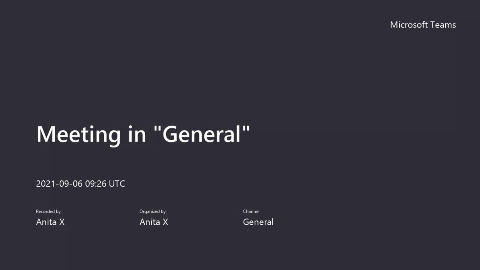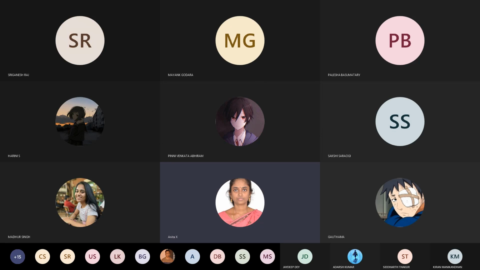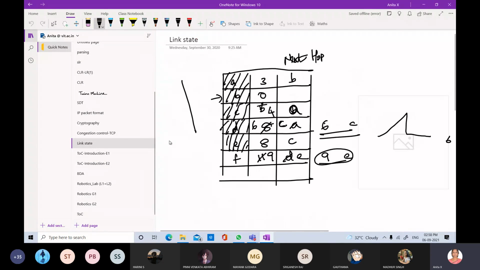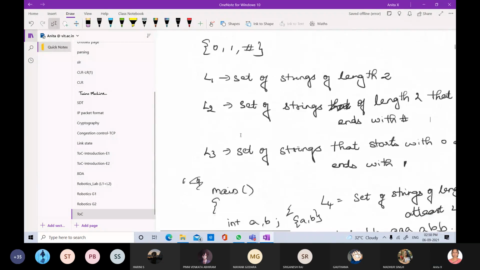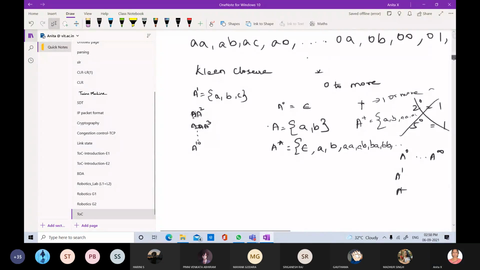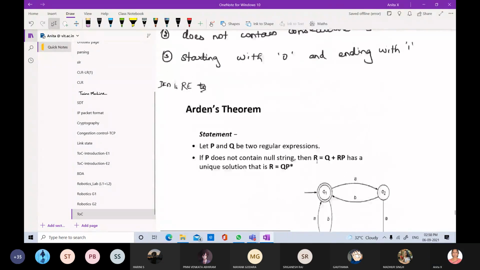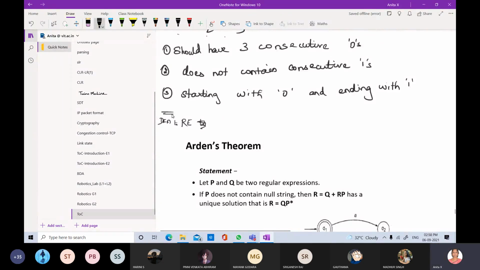We have discussed how we can proceed with converting a regular expression to NFA, right? So now what we are doing is converting a finite automata to a regular expression. That is, here we are dealing with the deterministic finite automata to a regular expression, right?